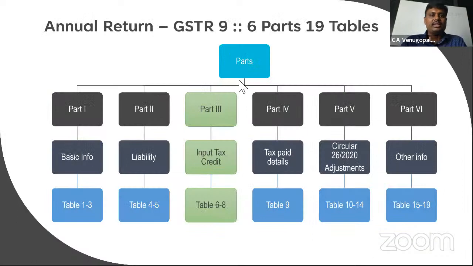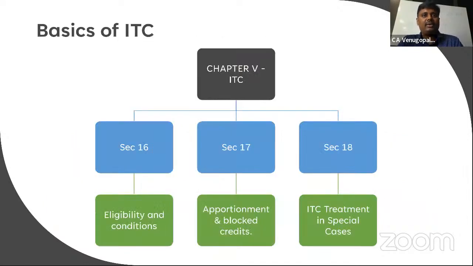If we look at the annual return filing, GSTR 9 is divided into 6 parts. The details of how to fill all that we have discussed earlier. Today's discussion is on part 3, which is on input tax credit, detailing 3 tables: table 6, 7, and 8. Now, what are these tables 6, 7, and 8? And what are the input tax credit aspects that we need to know?